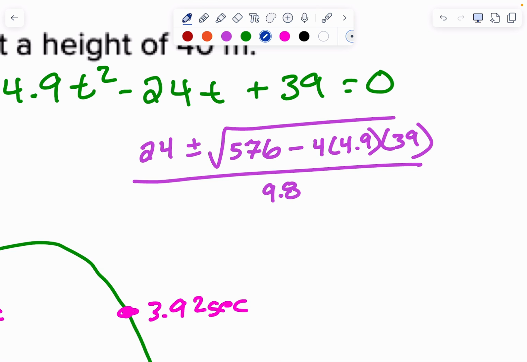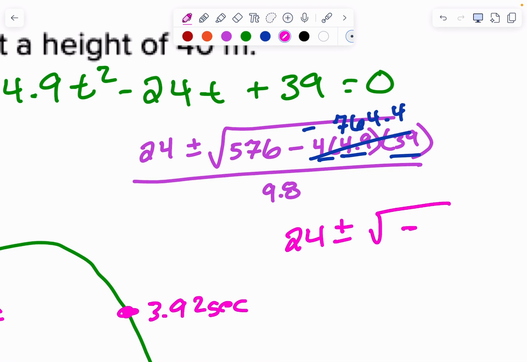Okay, what do you get? 4 times 4.9 times 39 is 764.4. So 576 minus 764.4. It doesn't reach 40. We are going to end up with an imaginary number because we'll end up with a negative under the square root, over 9.8. The fact that we got a negative means an imaginary number, which means it does not reach. It's not going to touch 40.